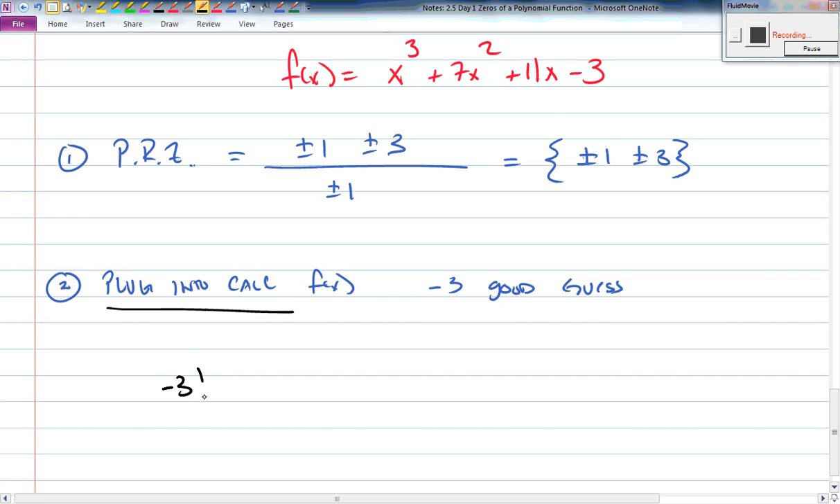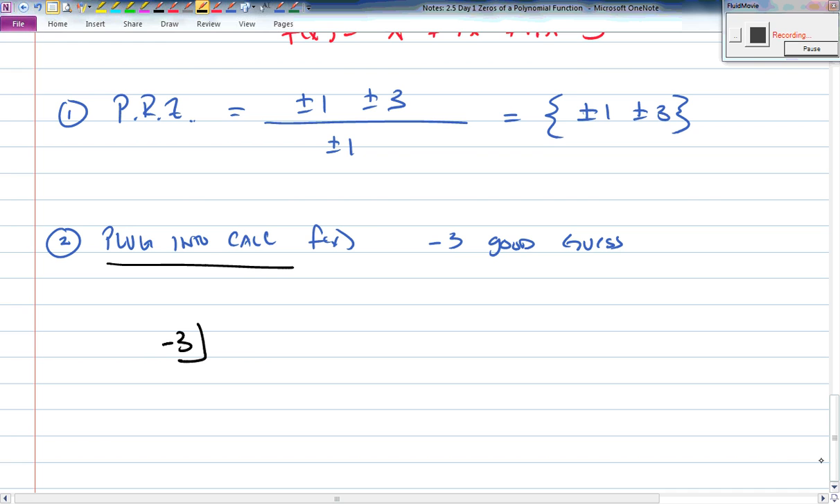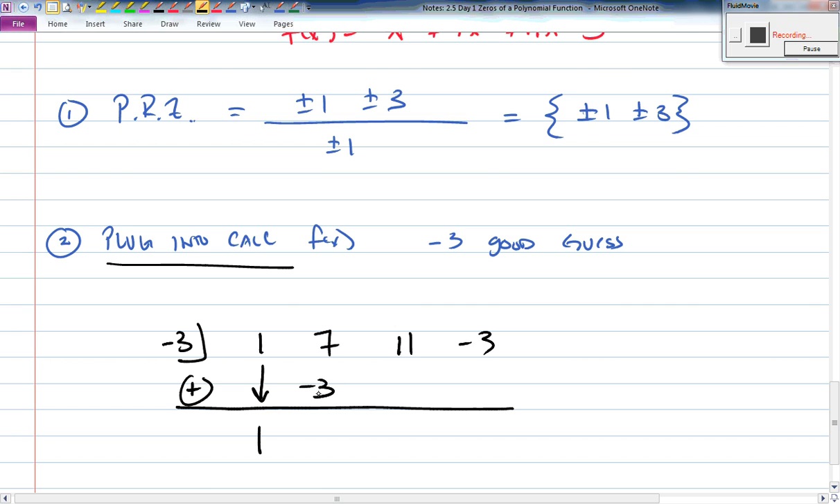So we're going to plug in a -3 and use synthetic division to see what we come up with. So when I plug this in, I would have a 1, a 7, 11, and a -3. We're going to bring this down. We're going to add. So this looks like a -3. Add that together, get 4. 4 times -3 is -12. Add that together, get -1. -1 times -3 is a +3. And oh, yep, check it out. I get a 0. That's good news.